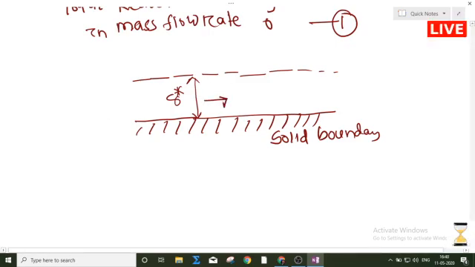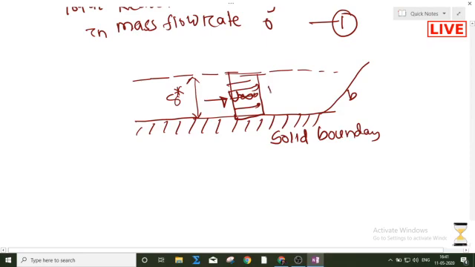The velocity in this zone will be equal to the free stream velocity, because the distance has already been shifted in order to compensate for the reduction in mass flow rate. So now the free stream velocity will come. Now suppose this is my width of the plate. There will be a free stream velocity, so this is my free stream velocity.